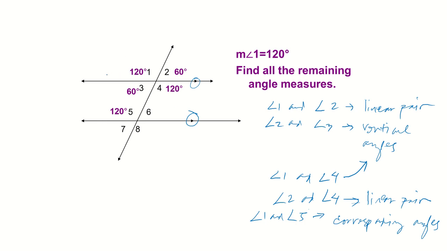Same concept: 5 and 6, this 6 is 60 degrees because they form a linear pair. So 180 minus 120, 60. 7 is also 60 degrees. Then angle 8 is 120 degrees because 5 and 8 are vertical angles. Same with 6 and 7, these are also vertical angles.